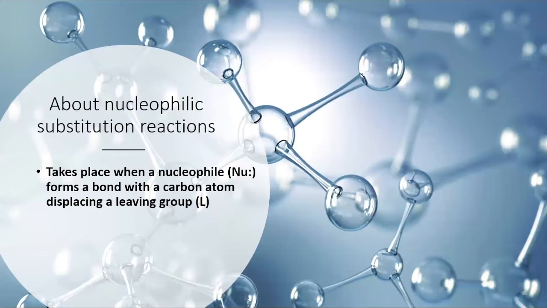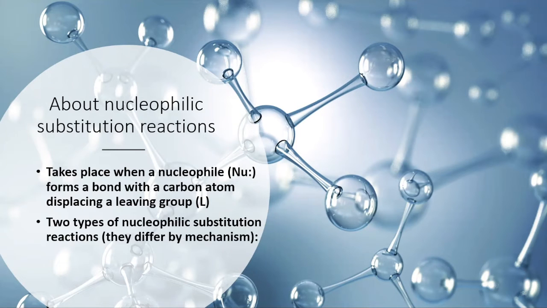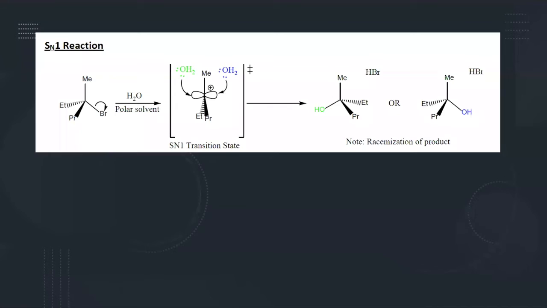Nucleophilic substitution reactions take place when a nucleophile forms a bond with a carbon atom, displacing the leaving group. There are two types of nucleophilic substitution reactions, SN1 and SN2. In an SN1 reaction, the leaving group, in this case bromine, leaves, leaving a planar carbocation intermediate. This can be attacked at either face by the nucleophile, meaning if the starting material was chiral, the end product will be a racemized mixture.